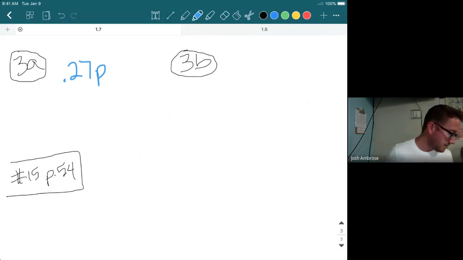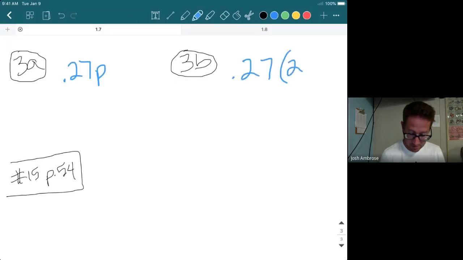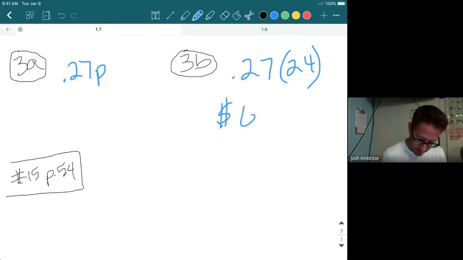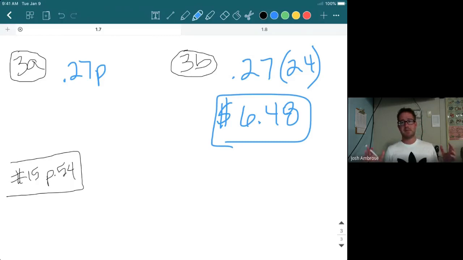Take a look at 3B. What's the value of the function for an input of 24? Okay, they want 24 pictures. 27 cents times 24. Let's make life easy here. Plug that into your calculator. All right. That's going to give you the quantity, sorry, not quantity, the cost of 24 prints. And you should get $6.48. All right. Boom. That's it.